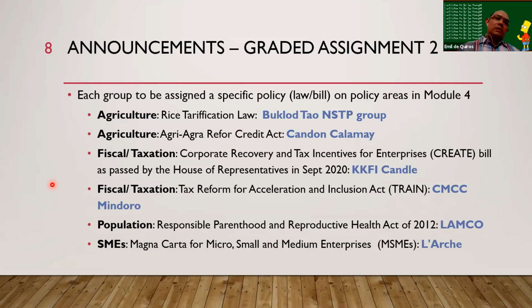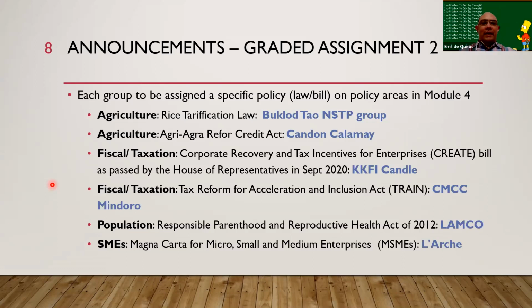So what will you discuss? I've assigned groups already. I randomized groupings. No? I did an Excel randomizer thing. So Module 4 is all about policies. At the end of Module 4, we'll be covering these 4 thematic policy areas: agri, fiscal and taxation, population and demography, and SMEs, small and medium enterprises. Or now they include micro enterprises as well.